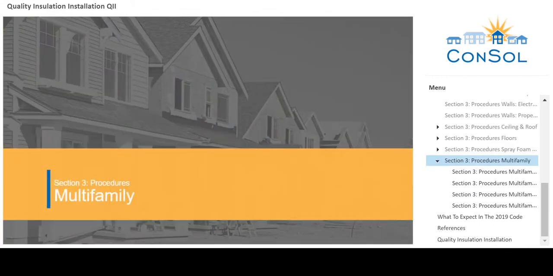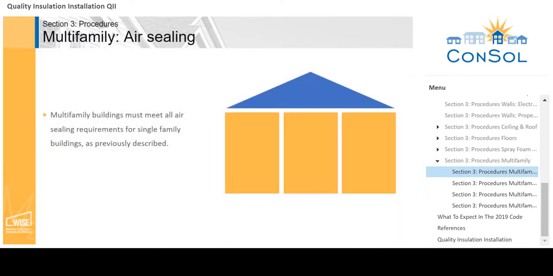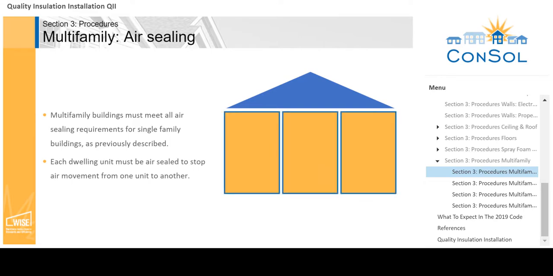Now, let's discuss special considerations for multifamily buildings. Multifamily buildings must meet all air sealing requirements for single-family buildings as previously described. Each dwelling unit must be air sealed to stop air movement from one unit to another.